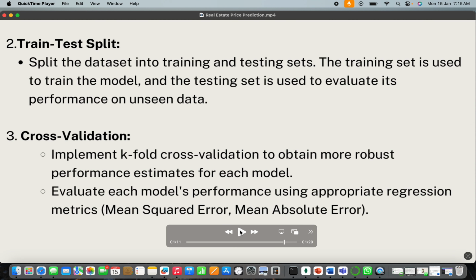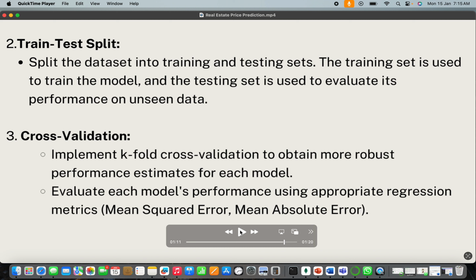The second is train test split, and the third is cross validation. Now let's have a look at train test split. Splitting the dataset into training and testing sets. The training set is used to train the model, and the testing set is used to evaluate its performance on unseen data. I think the train test split is the main aspect of this model.